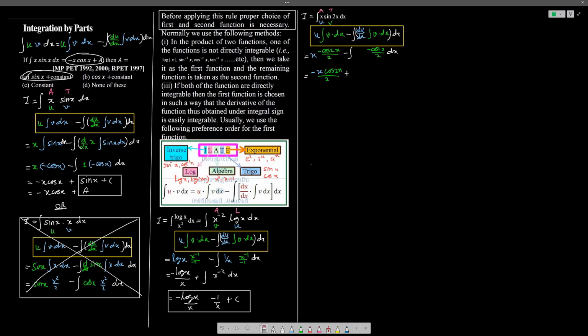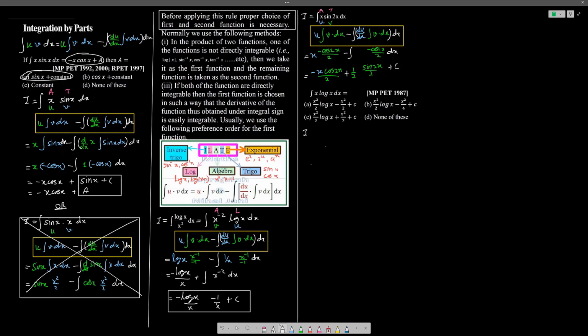Okay, let's go. So 1 by 2 is a constant, take it outside. Integration of cos 2x is sin 2x by 2, plus c. So tada, this is your answer.